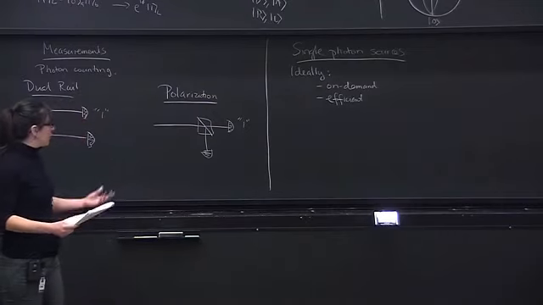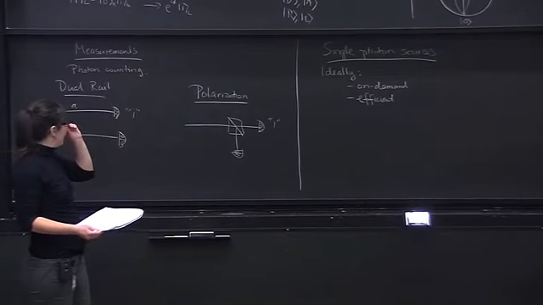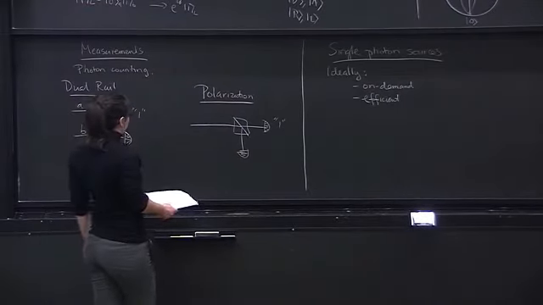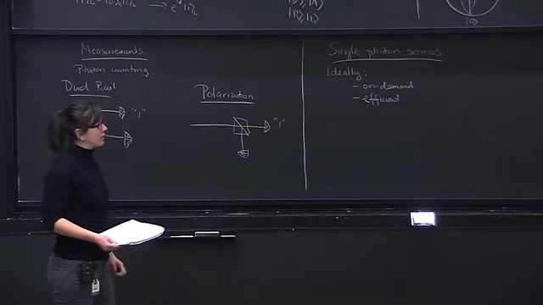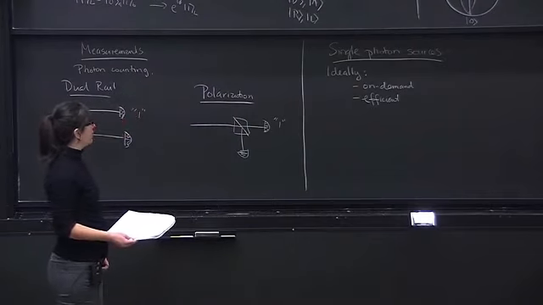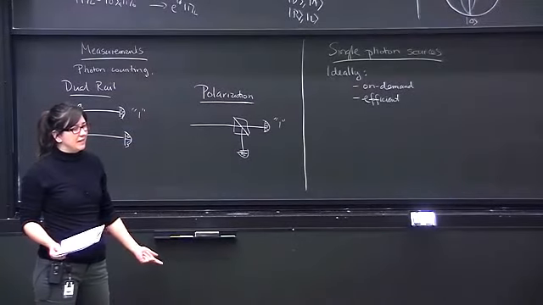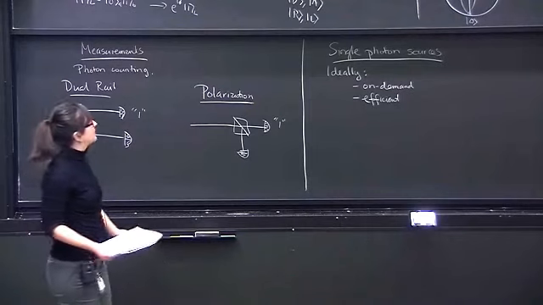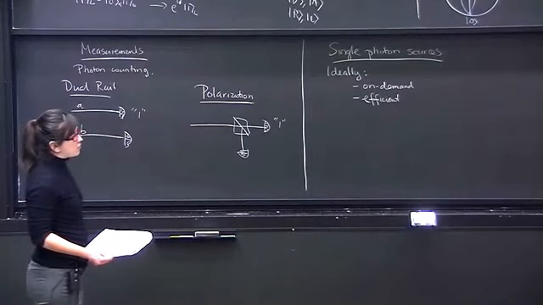So what's the difference between efficient and on demand? You can imagine having a source that's efficient but not on demand. So it produces a lot of photons, but not necessarily when you ask for them.